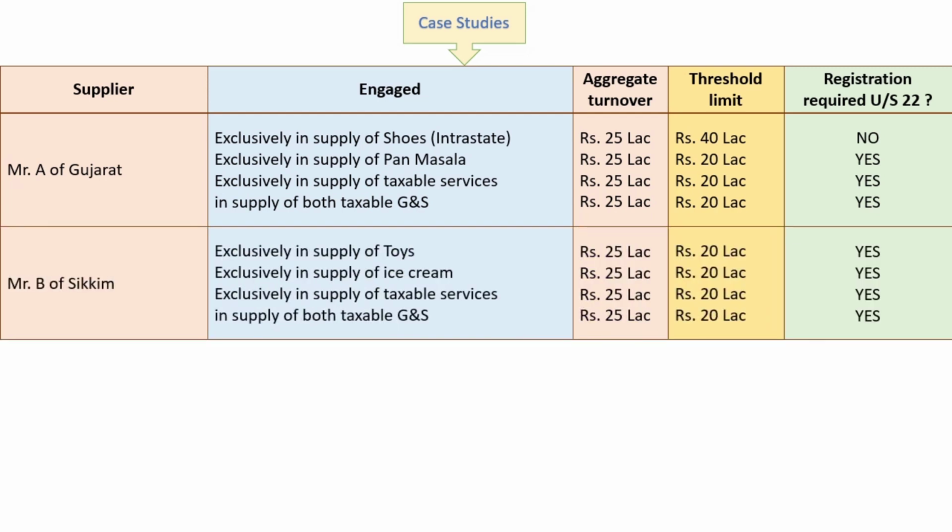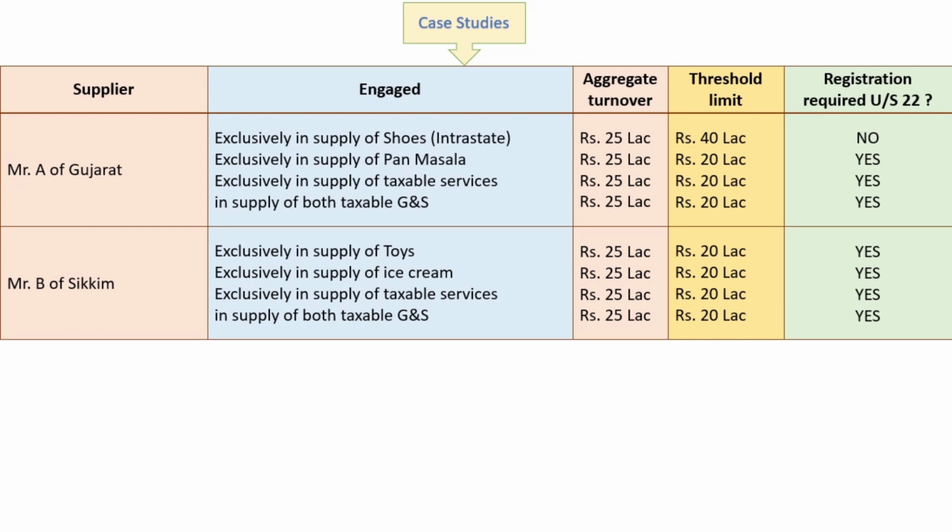Now Mr. B of Sikkim is exclusively in supply of toys within the state. Now in this case, aggregate turnover of Mr. B is 25 lakh and applicable threshold limit in this case is 20 lakh because Sikkim falls in code 2, AMS UPT. So in this case, his aggregate turnover is above threshold limit, so he is required for registration under section 22.